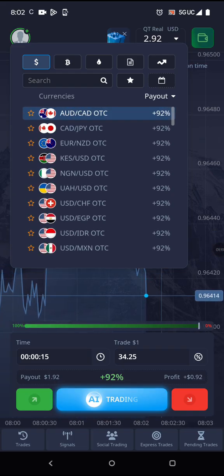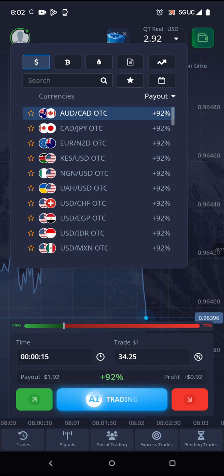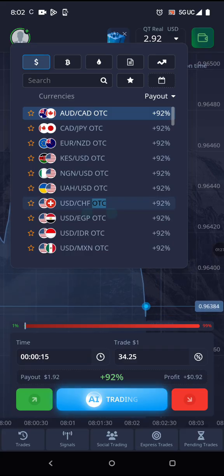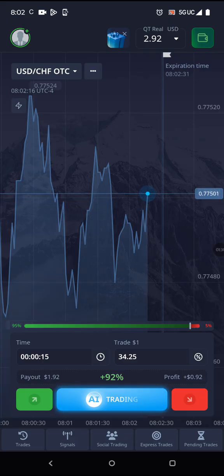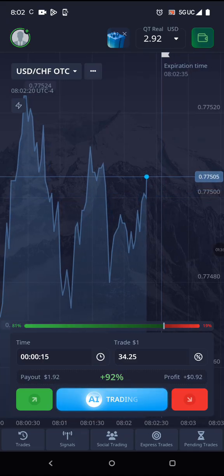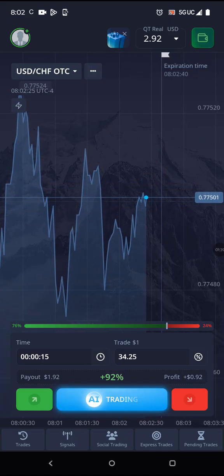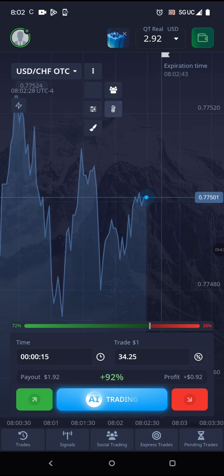Now, you could trade whatever pair you want. You don't have to select any specific one. For this example, I'm going to choose USD CHF, which is this one right here. I'm going to choose that one, okay? Now, as I'm looking at it, it looks like lines, and the lines look very confusing on the screen. So we're going to click on the three dots up here next to USD/CHF OTC.